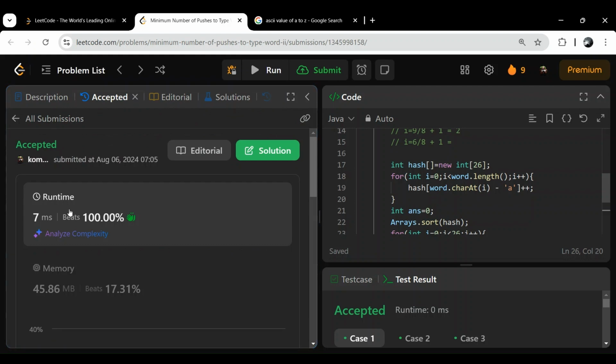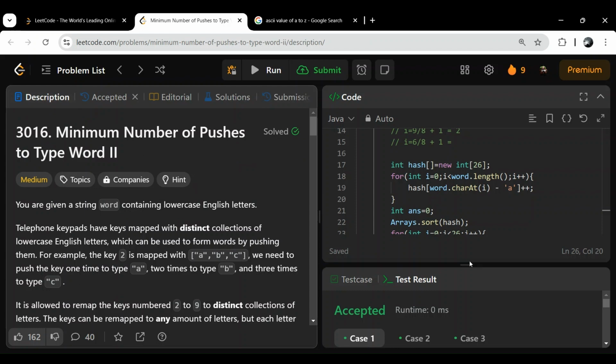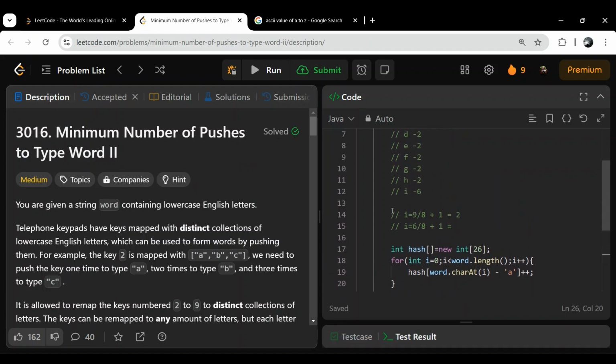Yes, you can see our solution got accepted. So this is how you can solve this question in an easy way.